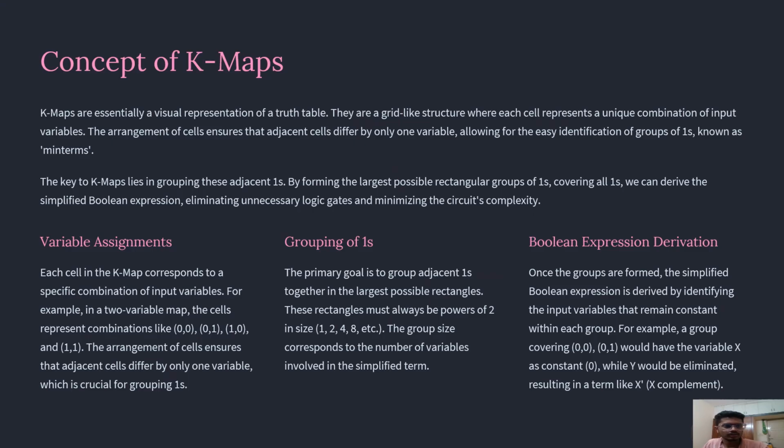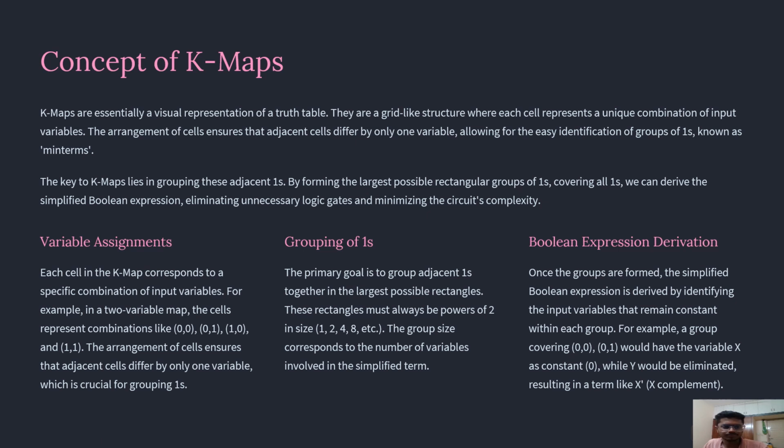Concepts of K-maps. K-maps are essentially a visual representation of a truth table. They are a grid-like structure where each cell represents a unique combination of input variables. The arrangement of cells ensures that adjacent cells differ by only one variable, allowing easy identification of groups of ones, known as minterms. The key to K-maps lies in grouping these adjacent ones by forming the largest possible rectangular groups of ones. Covering all ones, we can derive the simplified Boolean expression, eliminating unnecessary logic gates and minimizing the circuit's complexity.